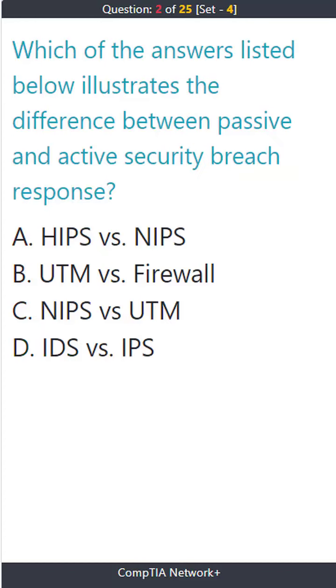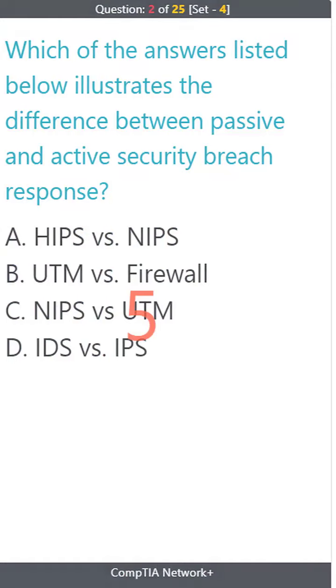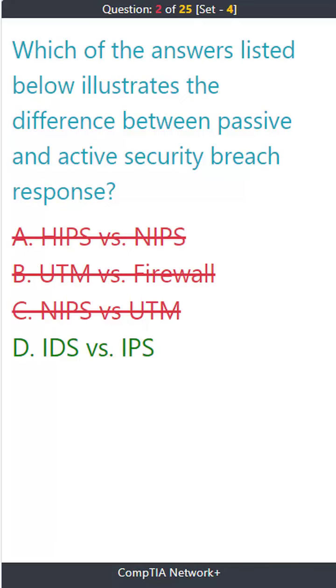Question 2. Which of the answers listed below illustrates the difference between passive and active security breach response? A. HIPS versus NIPS, B. UTM versus firewall, C. NIPS vs UTM, D. IDS versus IPS. The correct answer is D. IDS versus IPS.